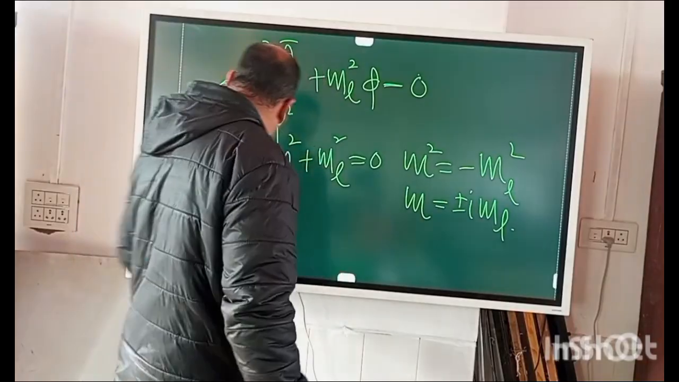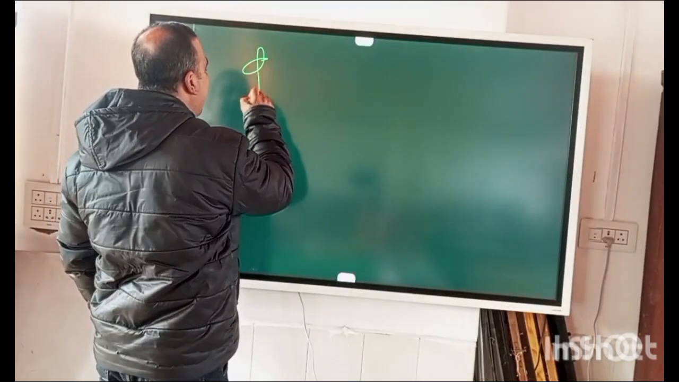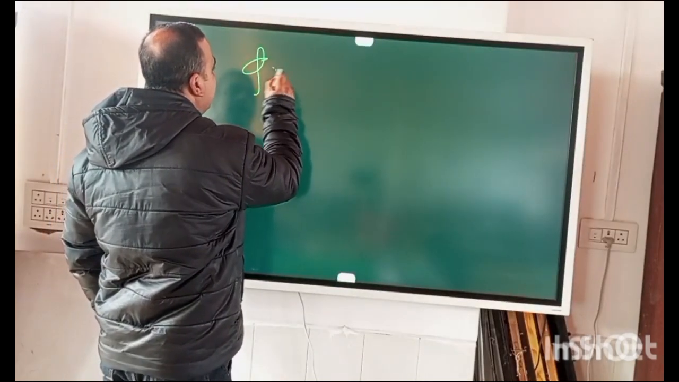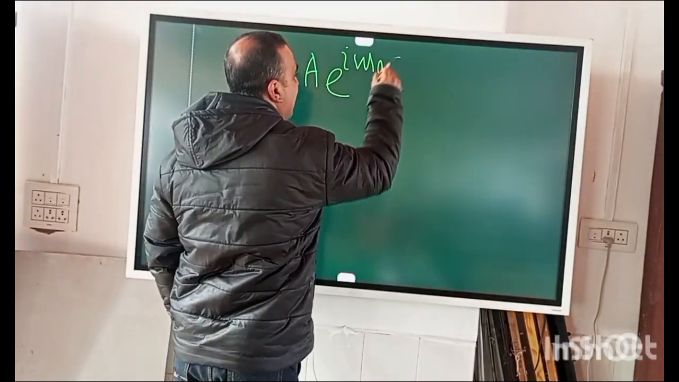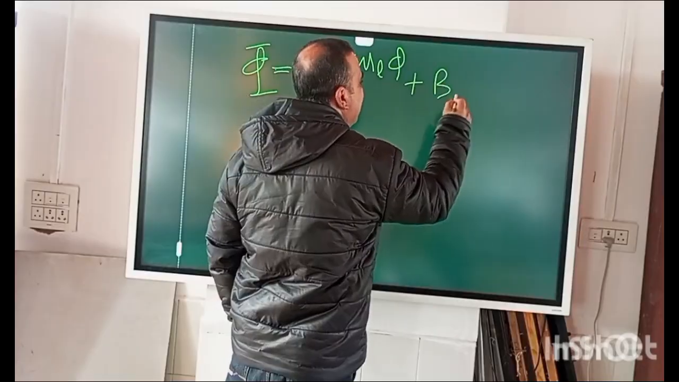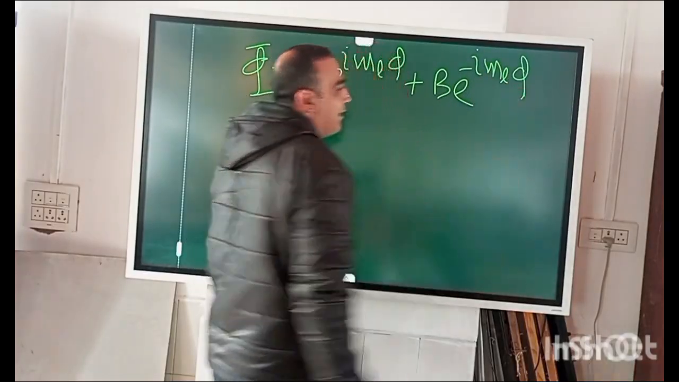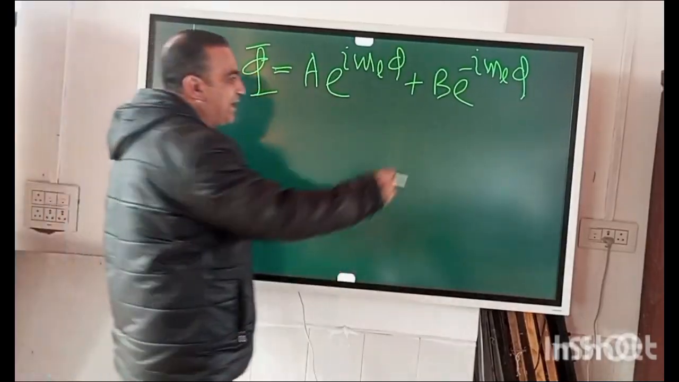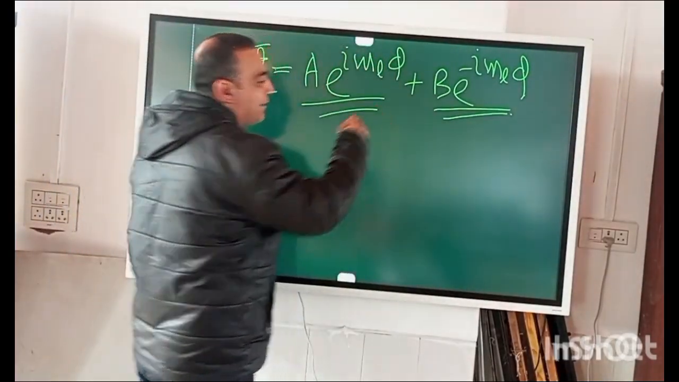I can write down that solution. But I know the nature of phi. So what will be its solution? Its solution will be phi equal to A e to the power of iota ml phi. So this has to be the capital. Then plus B e to the power of minus iota ml of phi. Okay? Now this is irrelevant for me. And this is relevant for me.